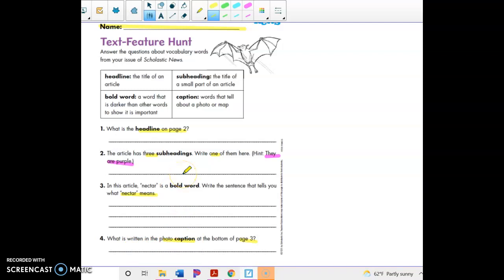When you're done, submit both your Scholastic News and this paper to the finished work bin.